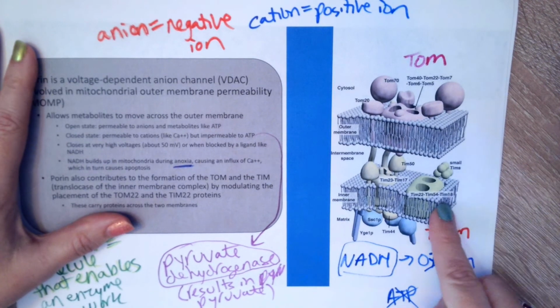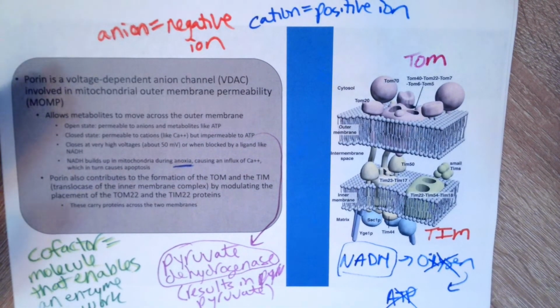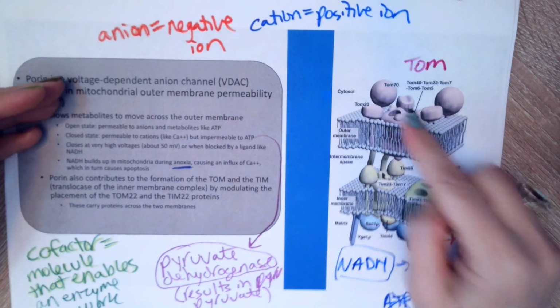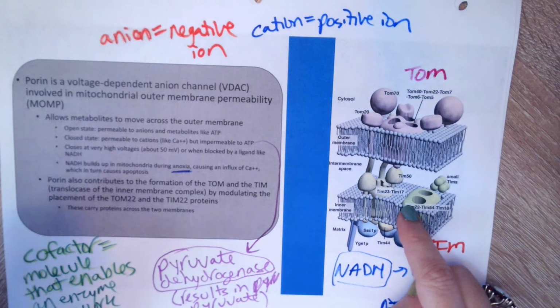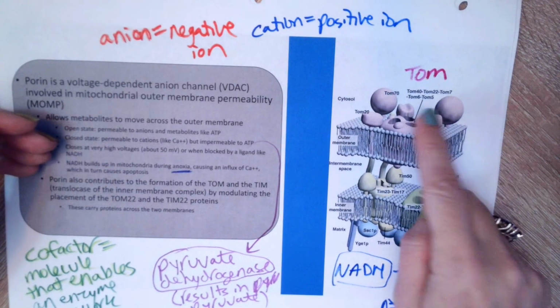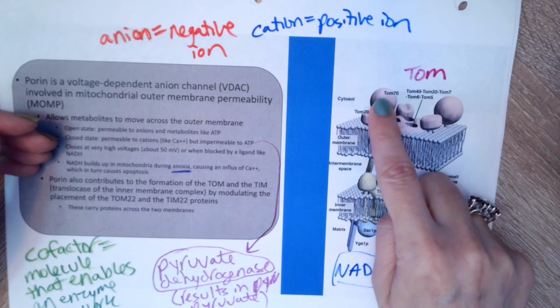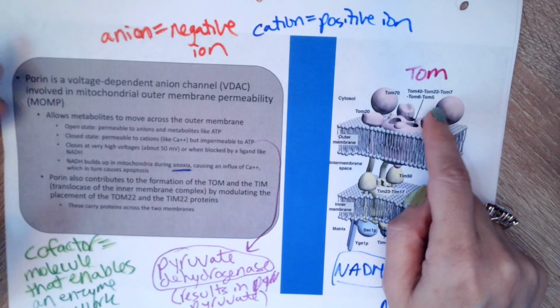So TOM and TIM. These are important for carrying other metabolites across the outer membrane in the case of TOM, and the inner membrane in the case of TIM. Now, the porin helps to position the TOM22. So if you see how there's all these different little proteins all clustered around, and they're all named TOM with a number.